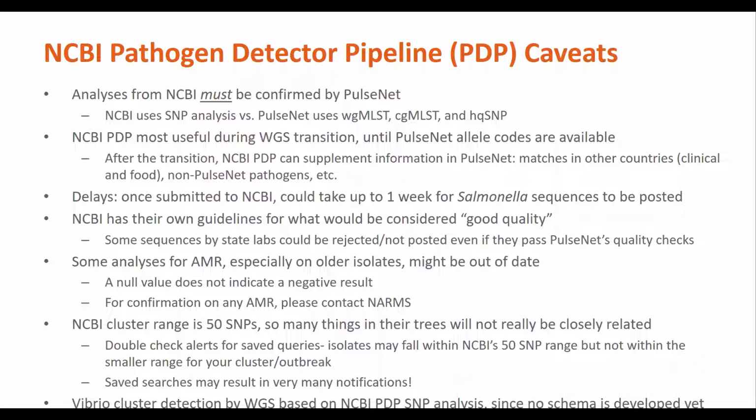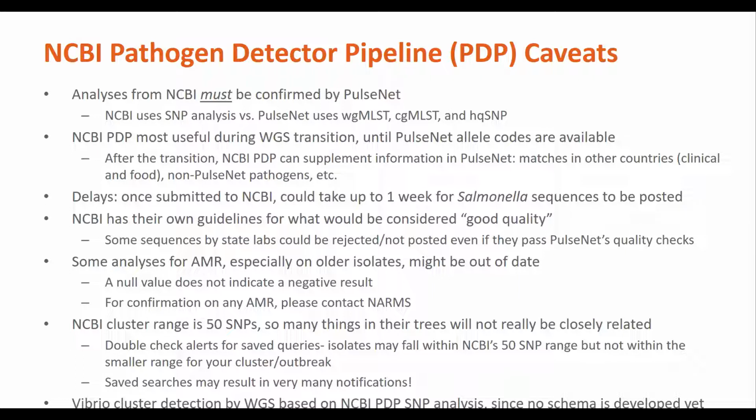We are predicting that using this pipeline is going to be most useful during this period of WGS transition until we have PulseNet allele codes. After the transition, we're predicting that we're going to be using this mostly to supplement information that we have in PulseNet. We're going to be doing cluster detection and case finding based on these allele codes once we have them in PulseNet. But we can use NCBI to find matches in other countries, to look at non-PulseNet pathogens, and things like that.